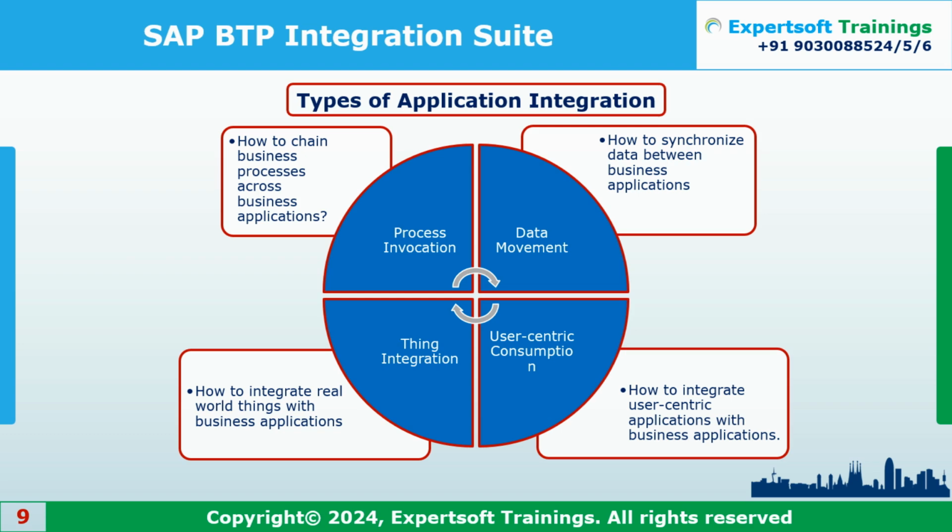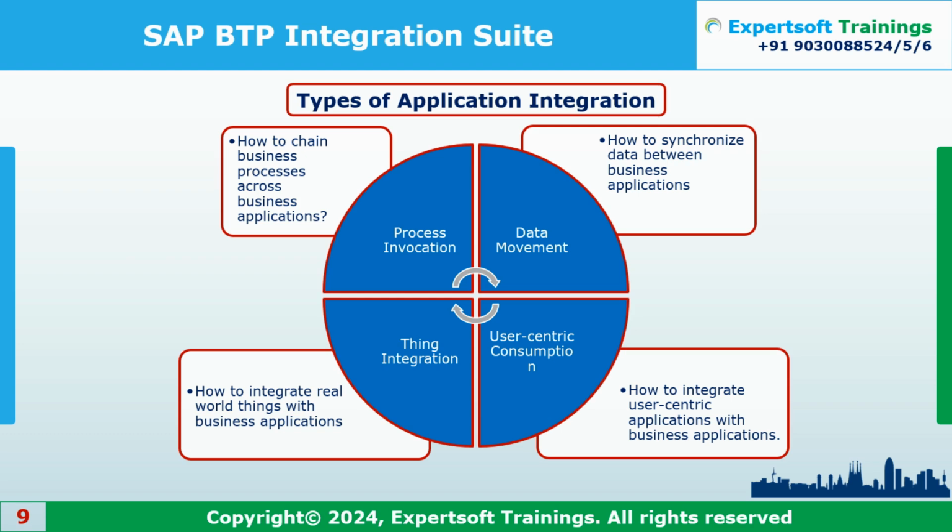So process innovation is chaining business processes across different business applications, which are segregated in different ways, but we need to bring them together. So in that way, this is process innovation. And data movement is synchronizing the data between the business applications. The client is having different business applications, right? So by using this data movement application, we can synchronize their data and keep it in the proper way.